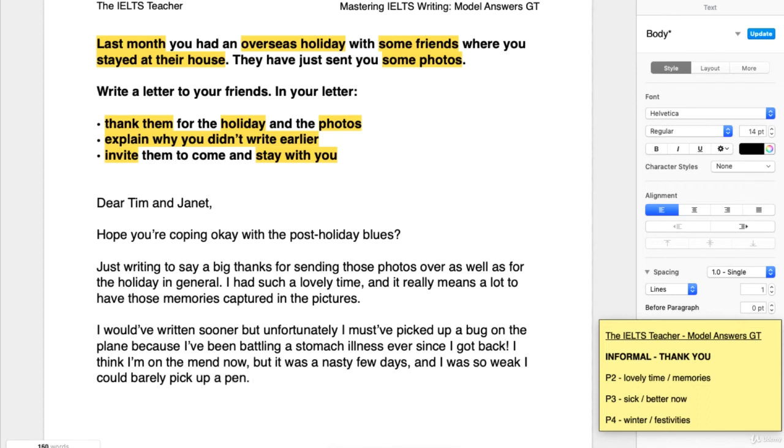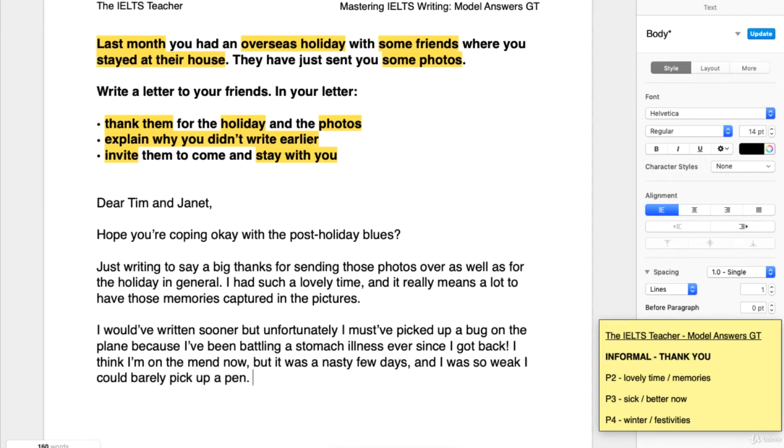So we could just write that. So we want to express that we couldn't have written any sooner because we just didn't have the energy. So yeah, we're putting that in here. I was so weak I could barely pick up a pen. You can just add a "that" in here as well. I was so weak that I could barely pick up a pen.